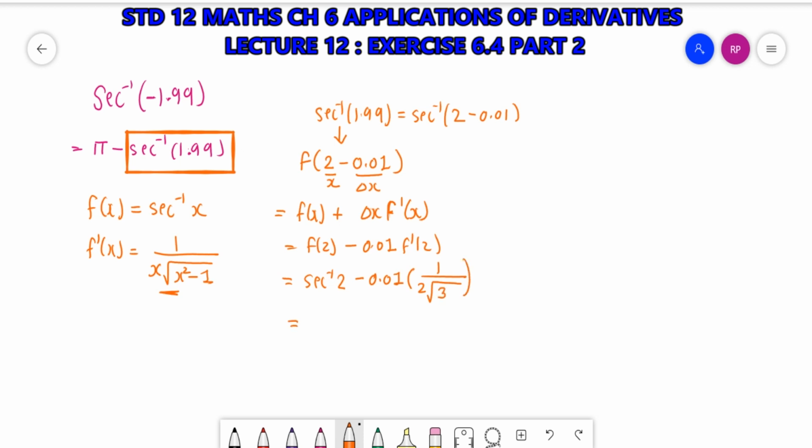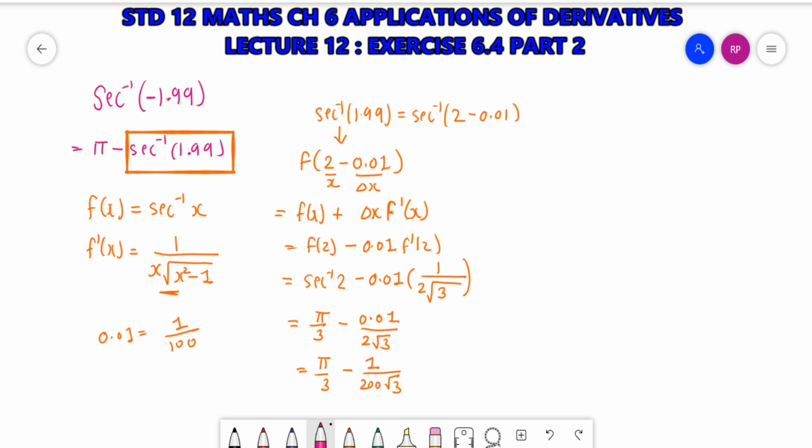So sec inverse 2 we will get as pi by 3, because sec pi by 3 is equal to 2, minus 0.01 upon 2 root 3. Now 0.01 I can write down as 1 upon 100. So this will be equal to pi by 3 minus 1 upon 2 into 100, that is 200 root 3. So this is the value of sec inverse 1.99.